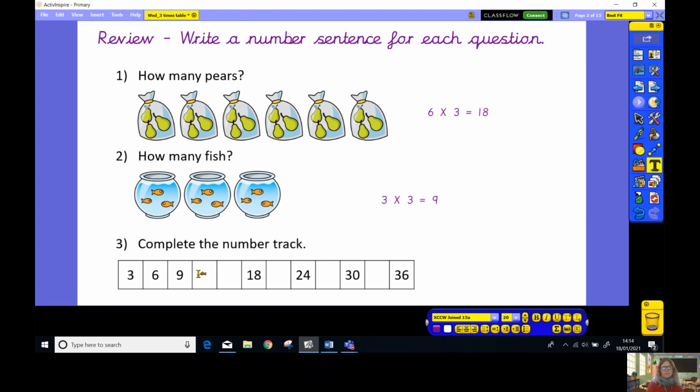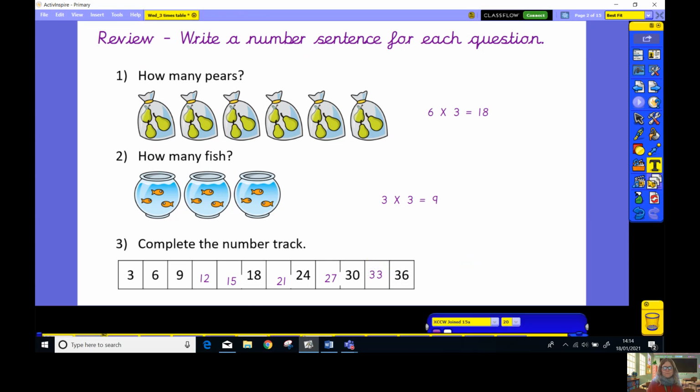And if I'm going to fill in this number track, I'm using my 3x table. It's jumping up by 3 each time. So my next number is going to be 12. The number after that would be 15. My next number after 18 would be 21. My next number after 24 would be 27, and my next number after 30 would be 33. And there we have the 3x table up to 12.